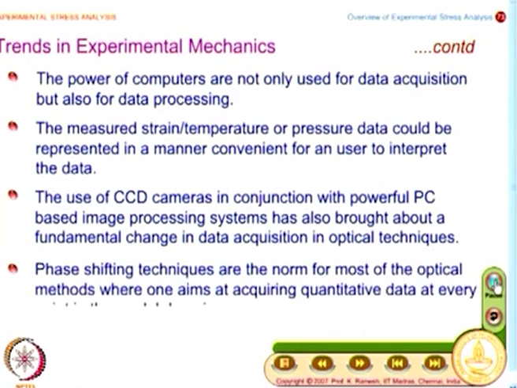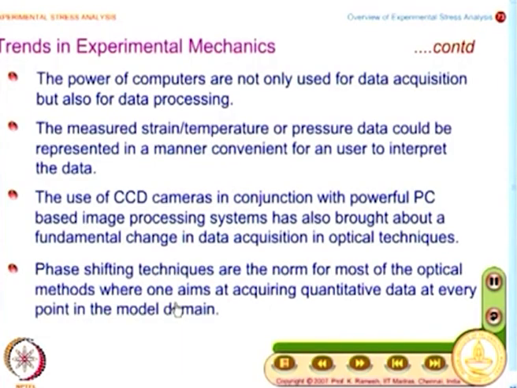I have already said, the CCD cameras have replaced the human eye in all the optical methods. So, what you find is it has brought about a fundamental change in data acquisition in optical techniques. The advantage here is I could record intensity information using CCD cameras at several frames per second. This has modified the experimental approach, developers have found new ways of processing this intensity information.